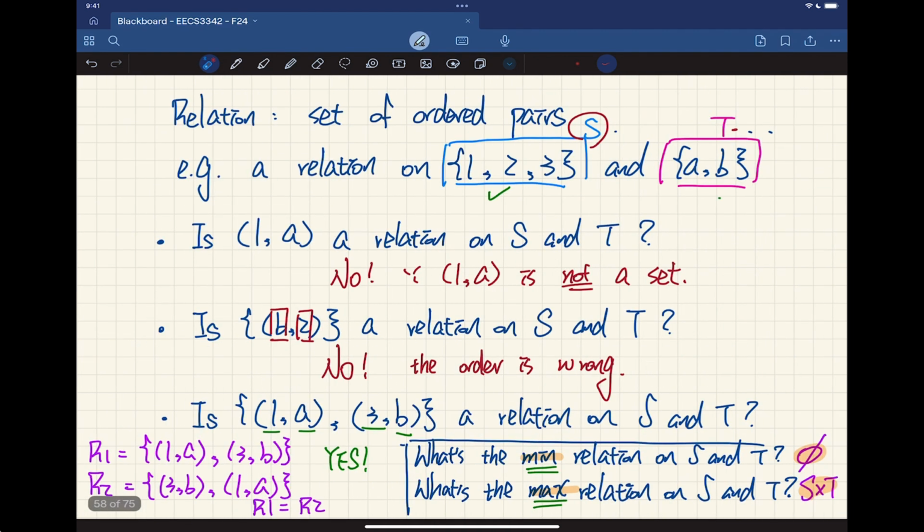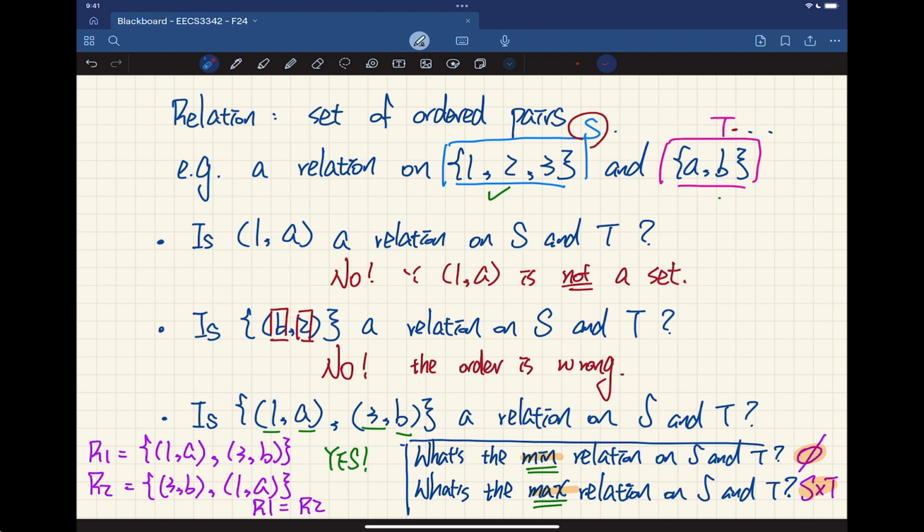And this page is really important, right? We talk about the relation. Just remember, it's a set of ordered pairs. The principle here is really important. Later on, we're going to talk about a function, a partial function, and many other terms. They all have to do with relation. Just remember, set of ordered pairs.